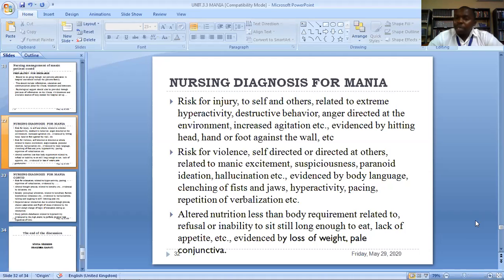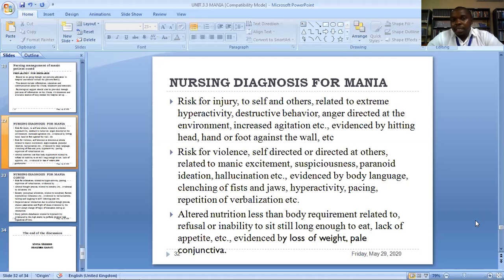Actual problems usually will have three characteristics. There will be the problem itself, the cause of the problem, and the manifestation of the problem itself. Whilst the risk usually will just have the problem itself and the cause of the problem.